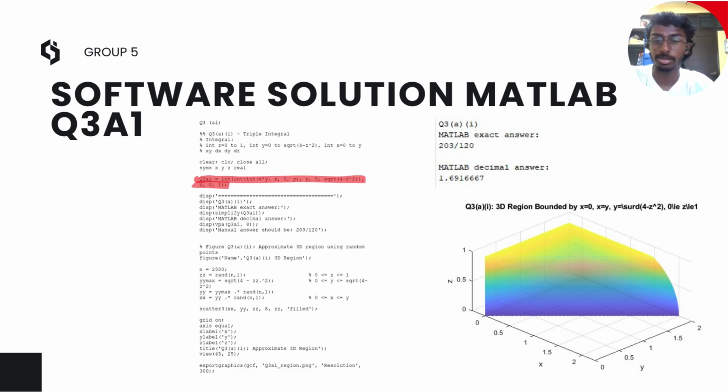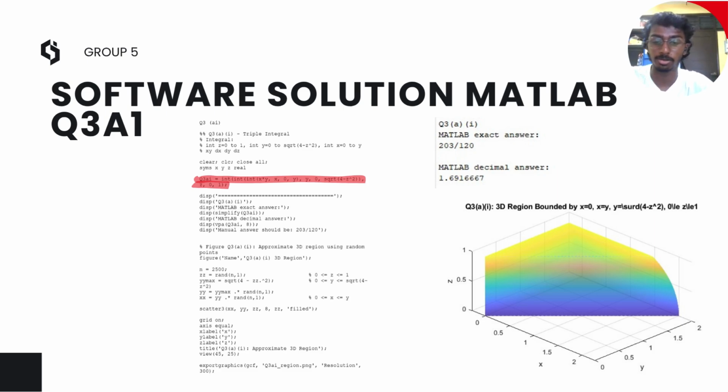In MATLAB, I define x, y, z as symbolic variables. This allows MATLAB to perform the exact integration. And this is the calculation line. The line means MATLAB first integrates with respect to x from 0 to y, then integrates with respect to y from 0 to square root of 4 minus z square. Lastly, integrate with respect to z from 0 to 1.